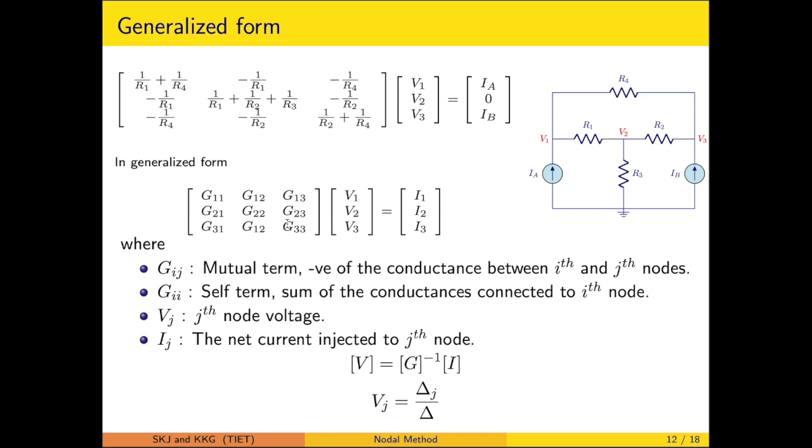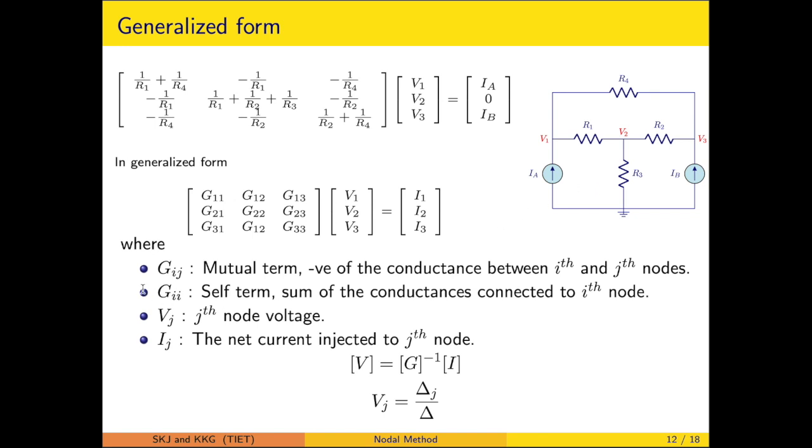G12 is the mutual term, which is the negative of the conductance between node 1 and node 2. So basically you can write this equation directly into the matrix form by inspection. The same process has to be repeated and so on.